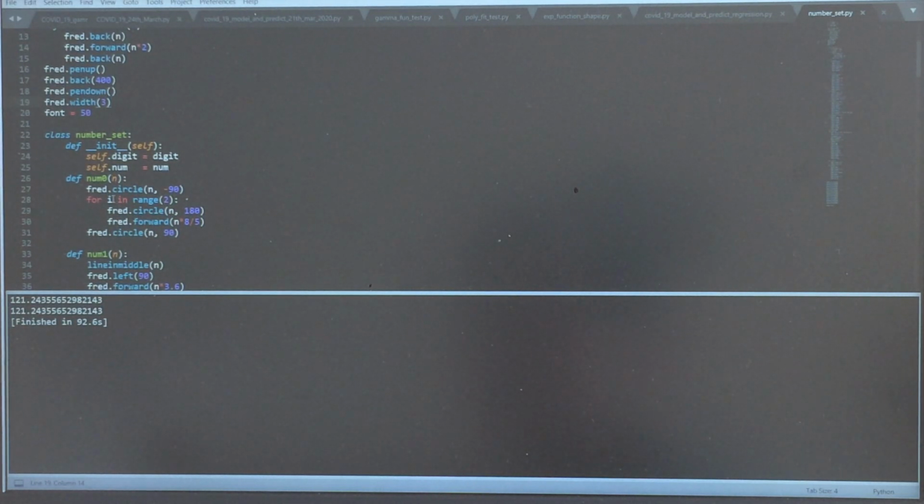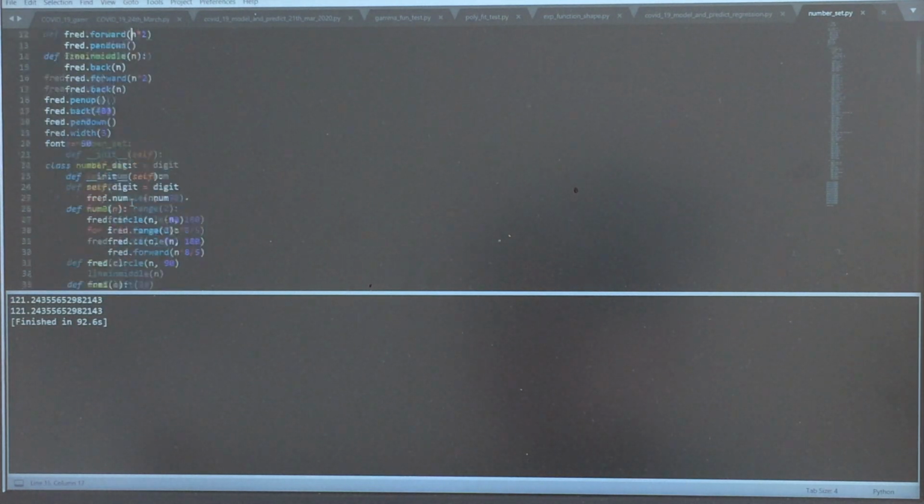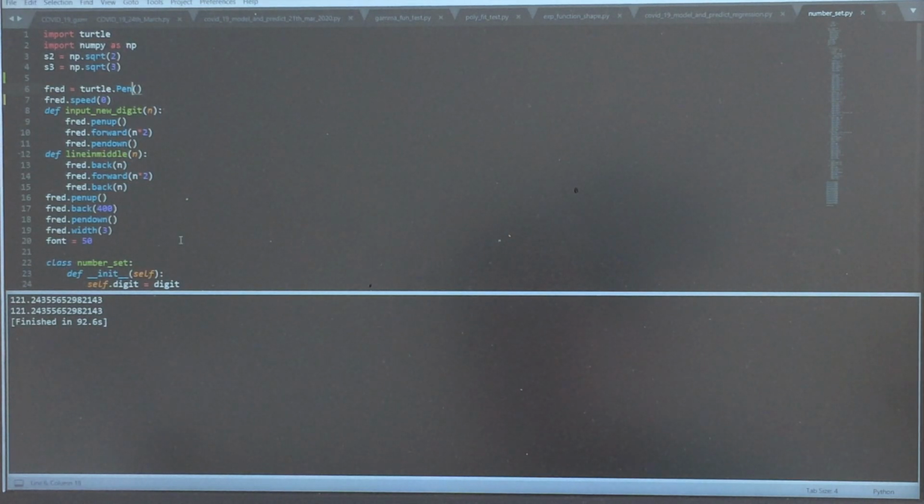So this is the definition of how to draw the number 0. Oh, I forgot to say something. And a line in the middle, it will draw a line in the middle. What it does is it goes backward, forward, and then it draws a line, and then the turtle is in the middle of the line. I use turtle. I require NumPy because it won't work using Python symbols. Square root because this involves trigonometry.